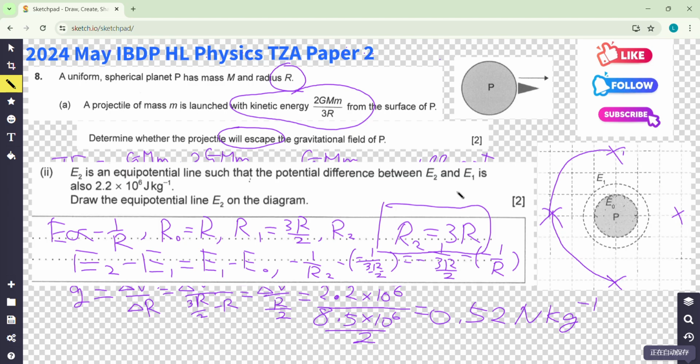Very bad. Remember, use a pencil to draw it, so you can erase it. Very bad. Okay, acceptable. So that's it. Don't use a bare hand to draw it. It's hard, but you can do it. Then mark it down: E2. Always remember to label what you have drawn.